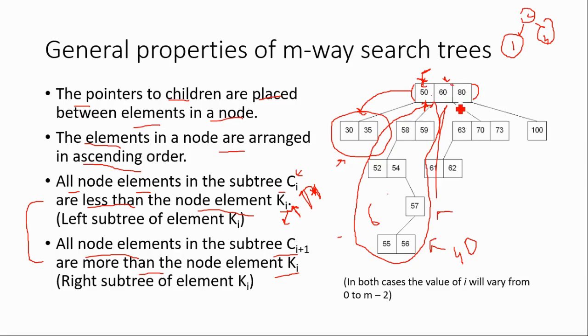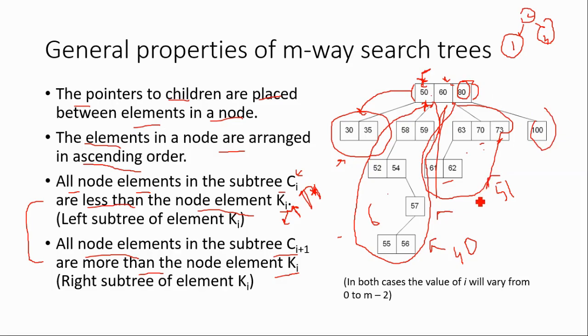Yes, after this element 60 we have this particular subtree, and it contains 61, 62, 63, 70 and 70. This particular subtree now cannot have any element lesser than this 60. It cannot have 51 or 41 or something like that. Now all these elements again are lesser than this particular node element 80. Again the last element, which is 100, is greater than this 80.